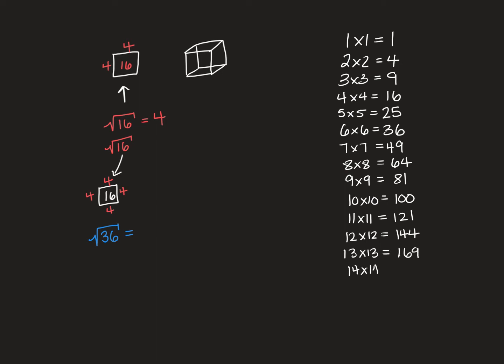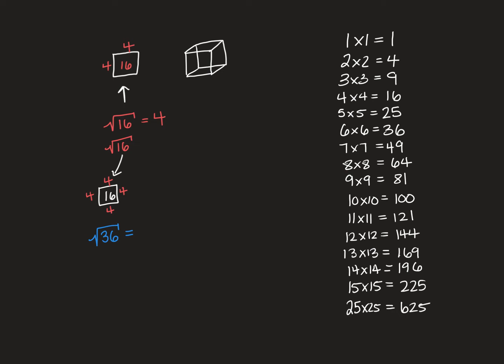14 times 14. I always remember 14 times 14 and 13 times 13 because it's like the 6 and the 9 get flipped. 196. Do you see the pattern in 13 times 13 and 14 times 14? That's how you remember those. And then 15 times 15 is somewhat easy to remember. It's just 225. And then my favorite multiplication is 25 times 25, which is 625.